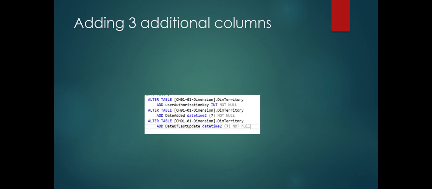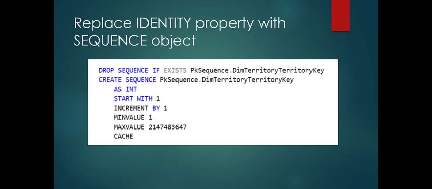So first of all, adding three additional columns, and here's just one example of the syntax or the code that I added for one of those many tables. You can see that the three columns were added here, and replacing identity property with sequence object.